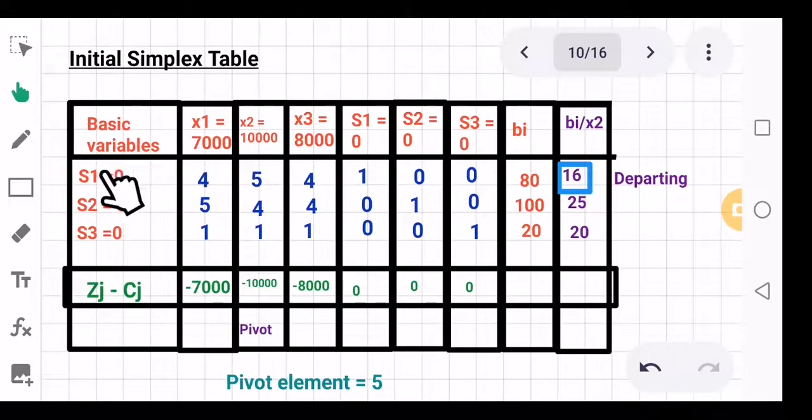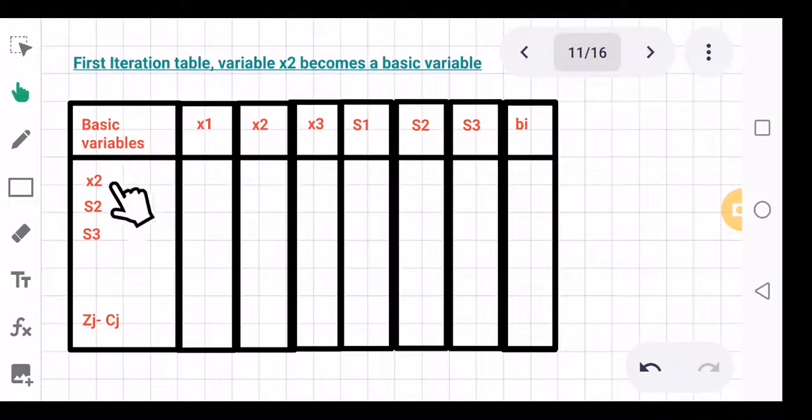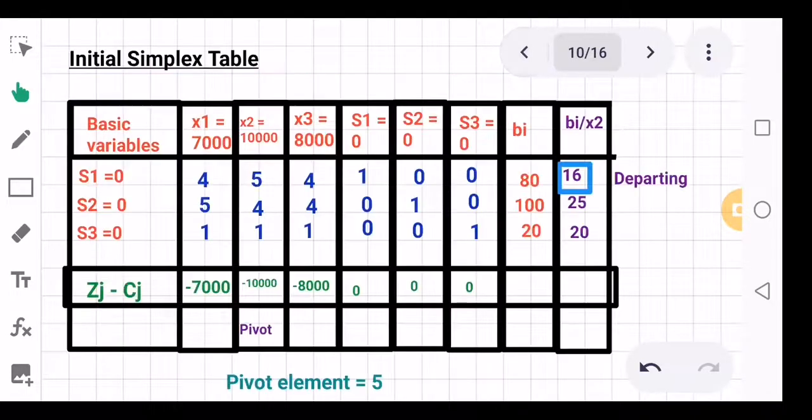Okay, so you will write it as X2, S2 and S3. I have not changed anything. Everything is the same. The only thing that changes is X2. Now we need to calculate values over here. This will be a little confusing, but we can understand this easily.